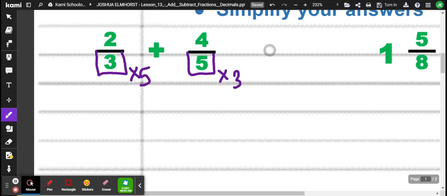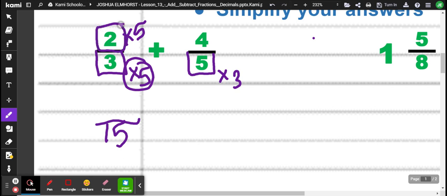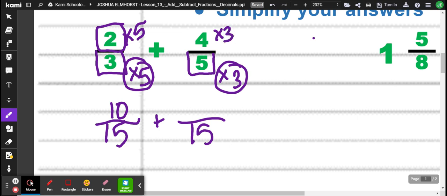So if we do that, we're going to rewrite the fraction down below. 3 times 5 is going to be 15ths, and then 2 times 5 is going to be 10. And here we have 5 times 3, which would be 15ths. They're cut into the same size pieces, and then use the same one up here. 4 times 3, which is 12.